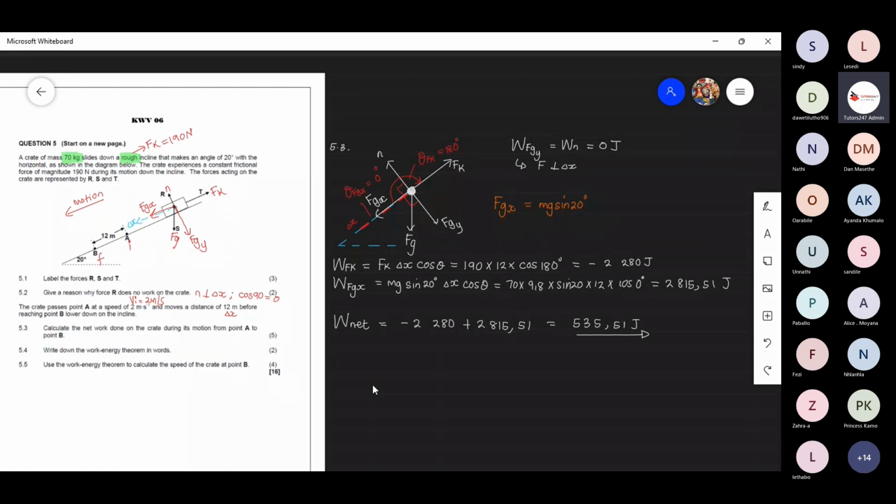Now, our next question: write down the work energy theorem. As you can see, this is an easy 2-mark question. All we need to do is write down the work energy theorem. If you don't remember it, go to the back of your question paper and read your formula in your mind. Don't read it out loud because it's a test, you'll get into trouble. So read it in your mind.